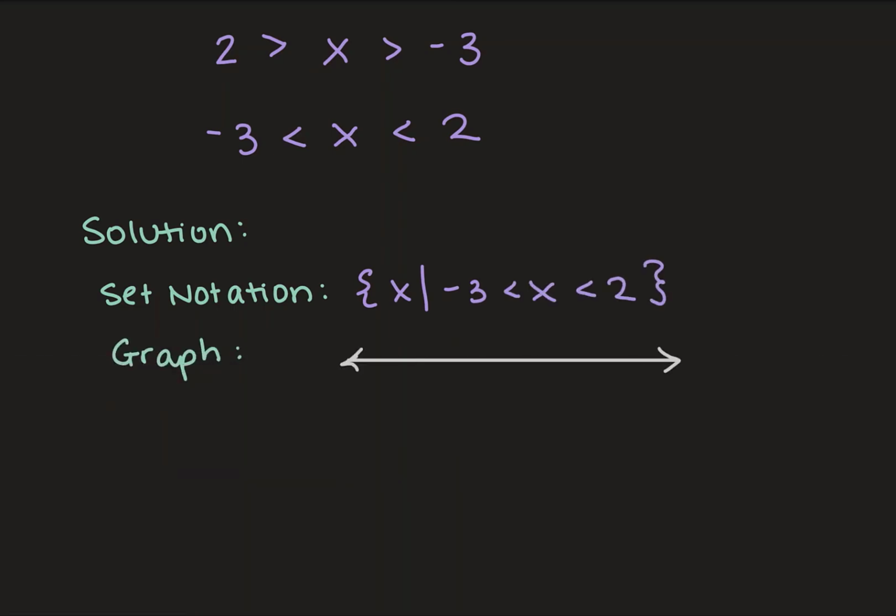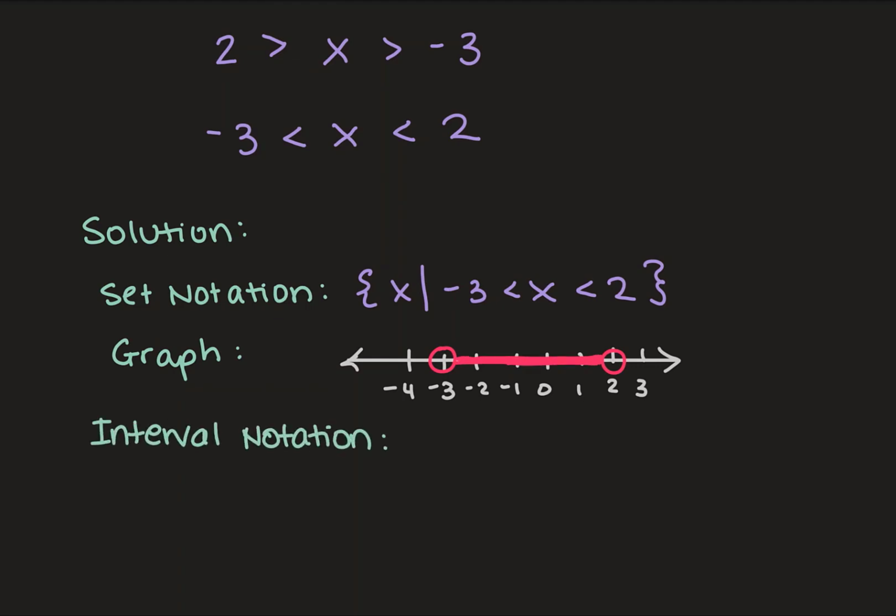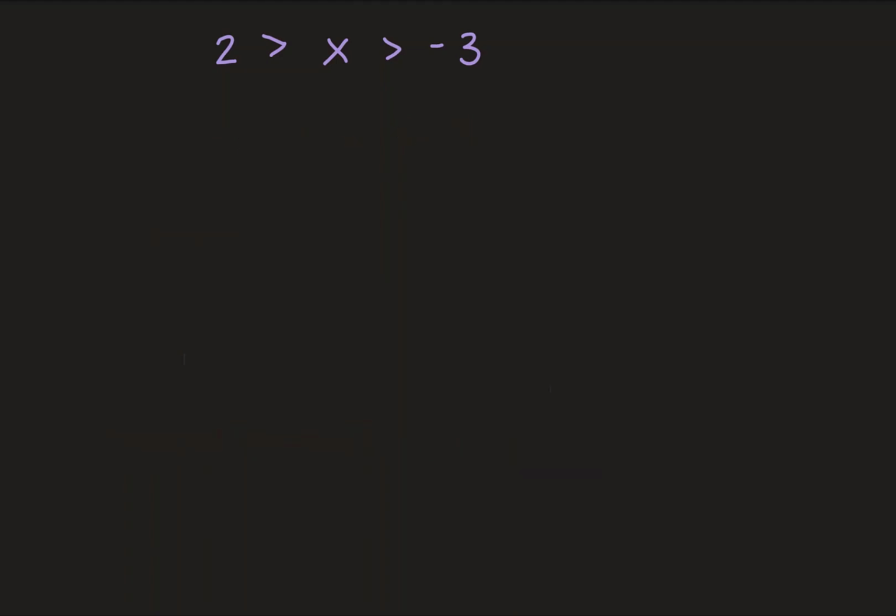We can graph this with open circles at negative 3 and 2, and we shade everything in between. And then the solution in interval notation is a minimum at negative 3 with the parentheses, and a maximum at 2 with the parentheses. Okay, so let's try another example.